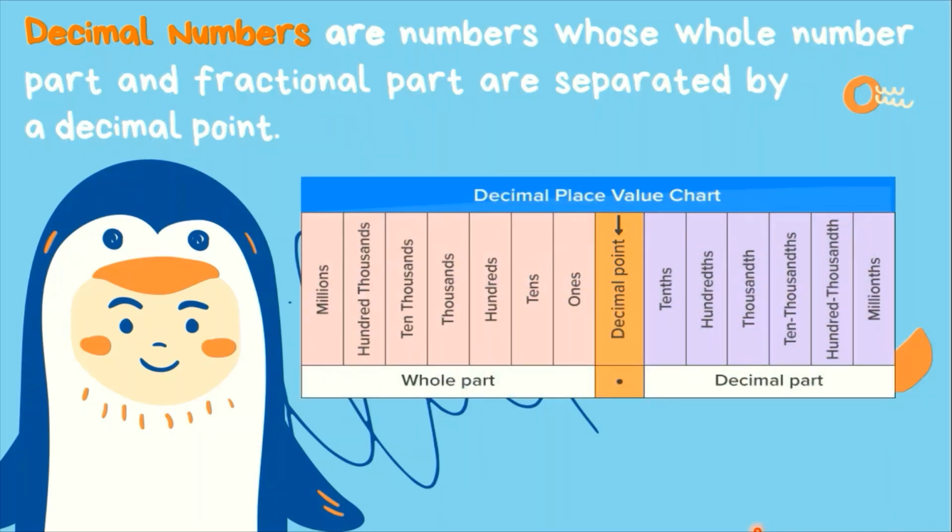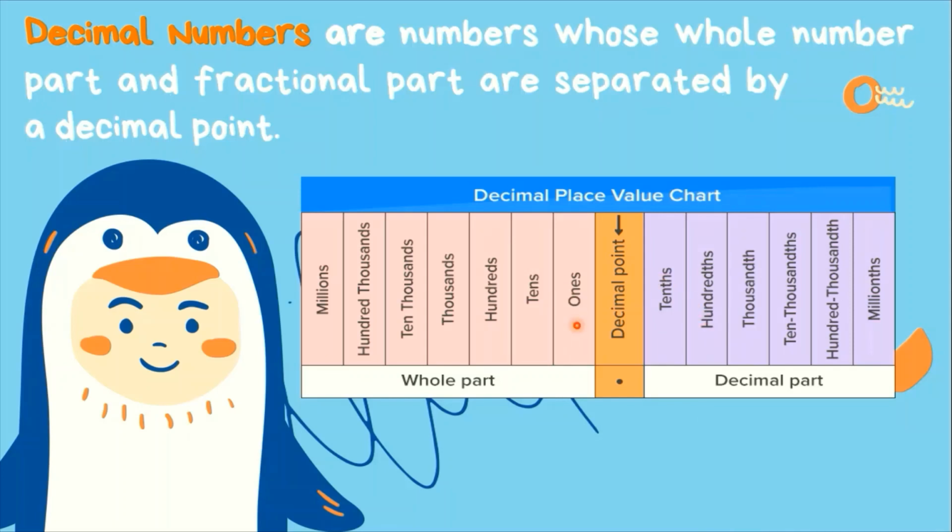If we are learning about decimal numbers, it is very important that we also learn the decimal place value chart. The whole part, ito yung mga parte ng isang decimal number na nasa kaliwa ng decimal point. Ito yung kanyang decimal place value. Nagsisimula siya kay ones and so on. Ito naman yung kanyang decimal part. Ito yung kanyang fractional part na nasa kanan ni decimal point. Nagsisimula siya kay tenths.